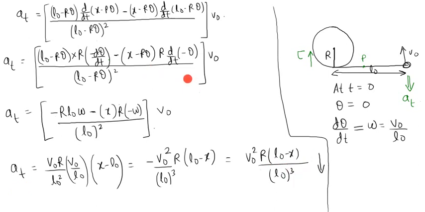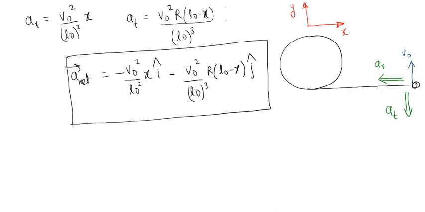This is just the application of the quotient rule for differentiation, and then at t equal to 0 I have put theta equal to 0 and d theta by dt equal to omega, or v naught by L naught. So finally I have got the tangential acceleration as a function of x, L naught, v naught and r. So a_t is v naught square r (L naught minus x) by L naught cube. So finally I have got the tangential acceleration as well as the radial acceleration.